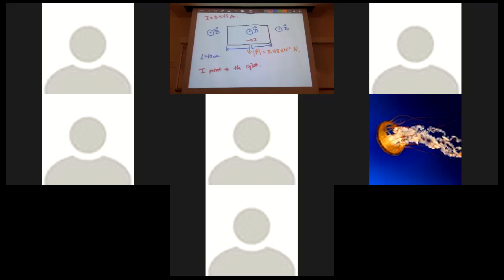Not too bad. What about the magnitude of the force? Well, we now know that the force on the wire is equal to the current times the length crossed by the external magnetic field, which means that the magnitude of the force is equal to the current times the magnitude of the length, times the magnitude of the magnetic field, times sine of the angle between the two.